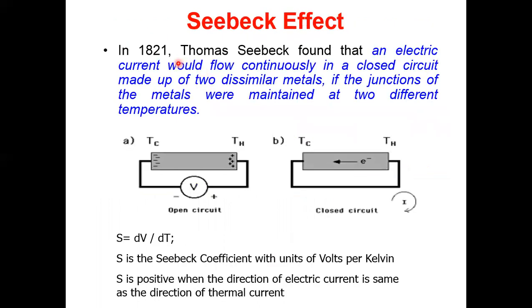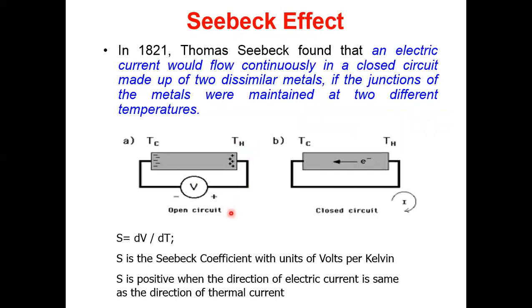The Seebeck effect was discovered in 1821. Thomas Seebeck found that an electric current flows continuously in a closed circuit made up of two dissimilar metals, if the junctions of the metals are maintained at two different temperatures. We know that S is equal to dV by dT, where Tc means cold temperature and Th means hot temperature.